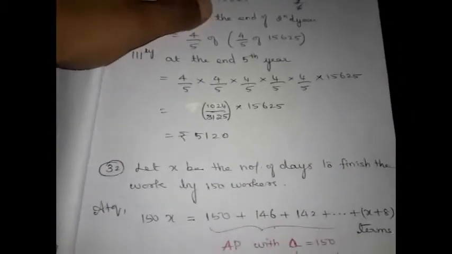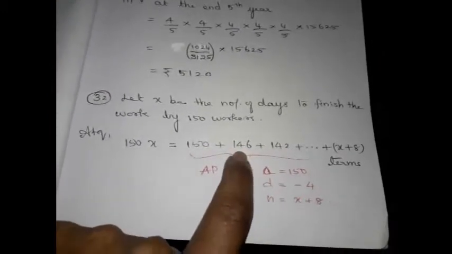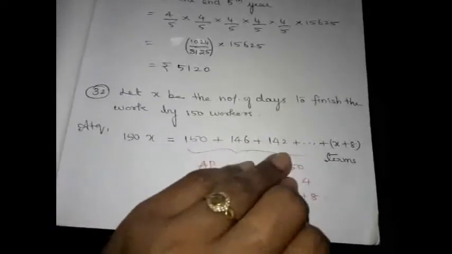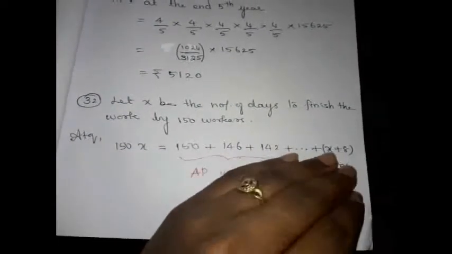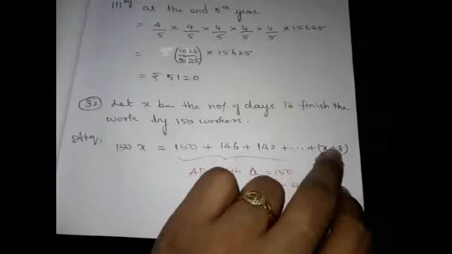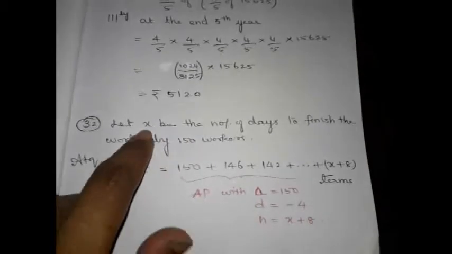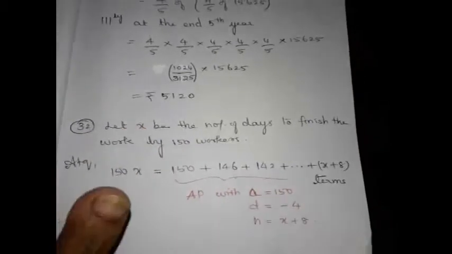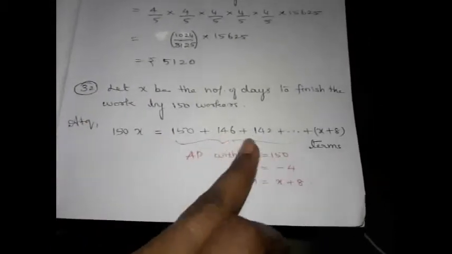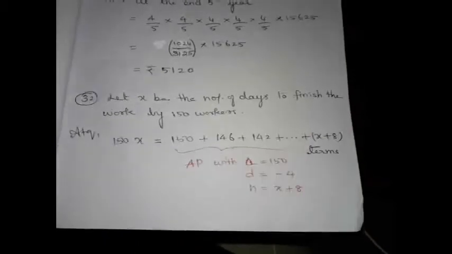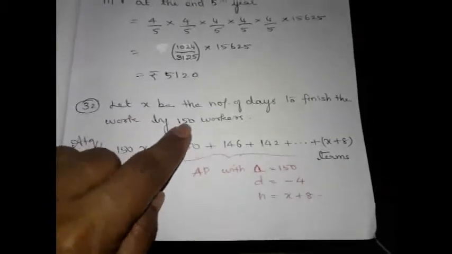So initially there were 150 workers, and on the second day it has become 146 because 4 workers dropped out. Then the very next day 4 more workers. Likewise it is getting dropped out. If it is getting dropped out, it takes 8 more days to complete the work. I repeat, 150 workers take X days to complete the work. So one piece of information we got. The second thing they are saying, if 4 workers drop out every day, it takes 8 more days to complete the same task completed by 150 workers in X days.